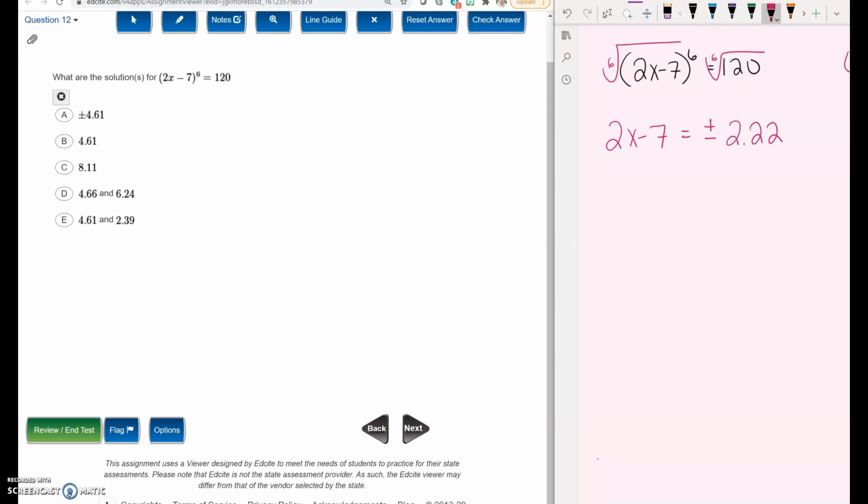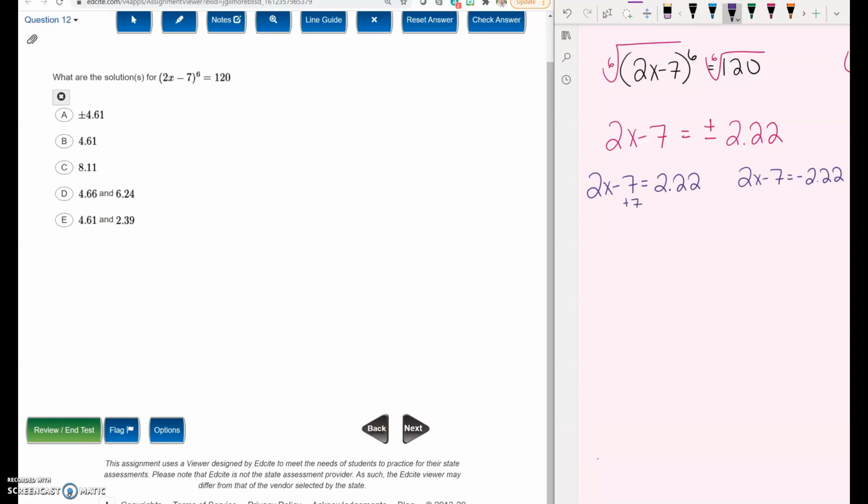Okay, now this honestly is kind of different from the problems that we did on our assignments, which kind of stinks, but oh well. We're going to have to add 7 on both sides and then divide by 2. So at this point, you should split this into 2 equations. So one of our equations is 2x minus 7 equals positive 2.22. The other equation is 2x minus 7 equals negative 2.22. It will be easier to move forward from this point if you have this written as 2 separate equations.